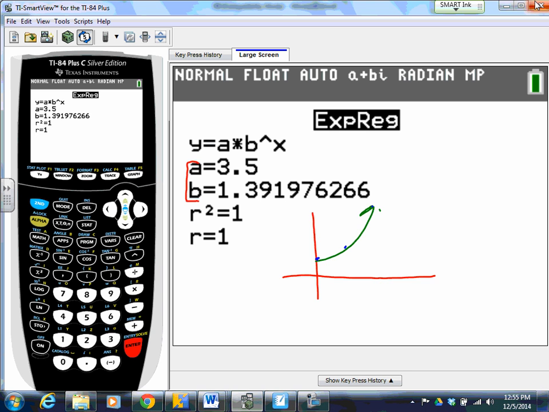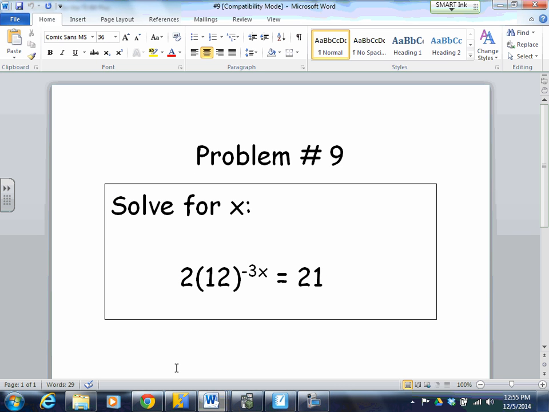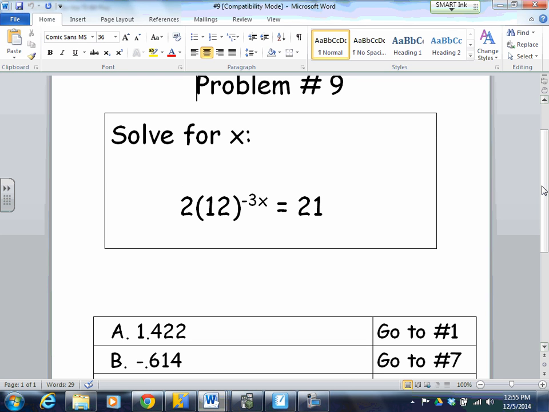Okay, so that one's good. Oh no. Let's go back to number 9. Solve for x. Okay, and we have this equation here. So again, it's an exponential equation. It's an a, b, there's an exponent equals something.